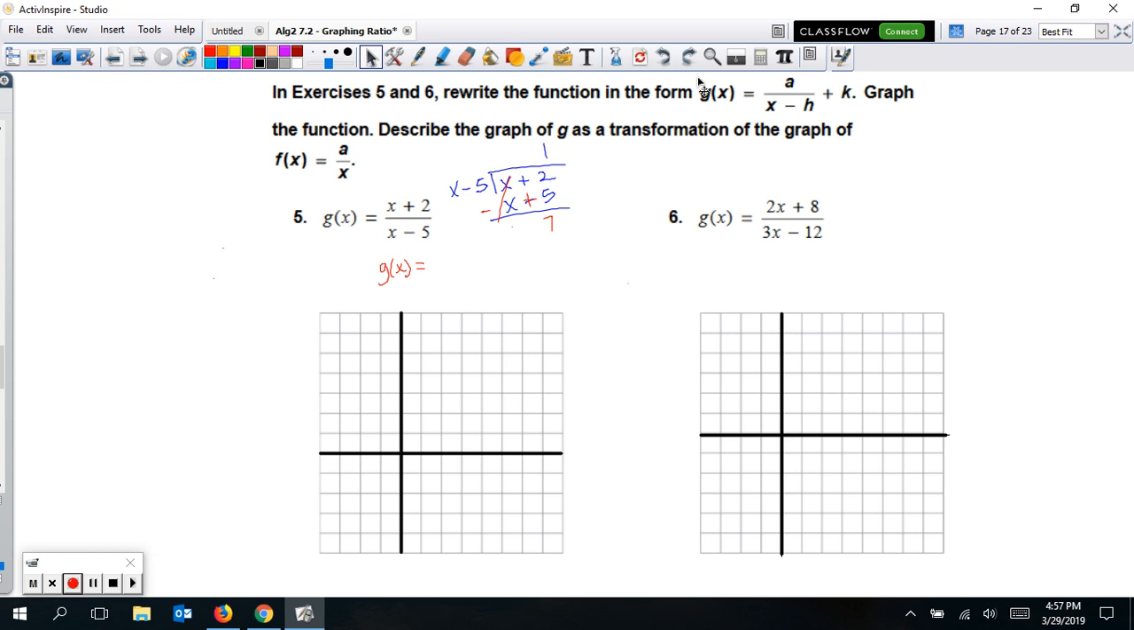So our remainder would be 7 on the top. So 7 over what we were dividing by, x minus 5. And then it's plus the quotient, so plus 1. And now it's in the form where we can see h and k. We can see there's our h number, 5, and our k number is 1. So now we can go on to graphing it just like we did before.